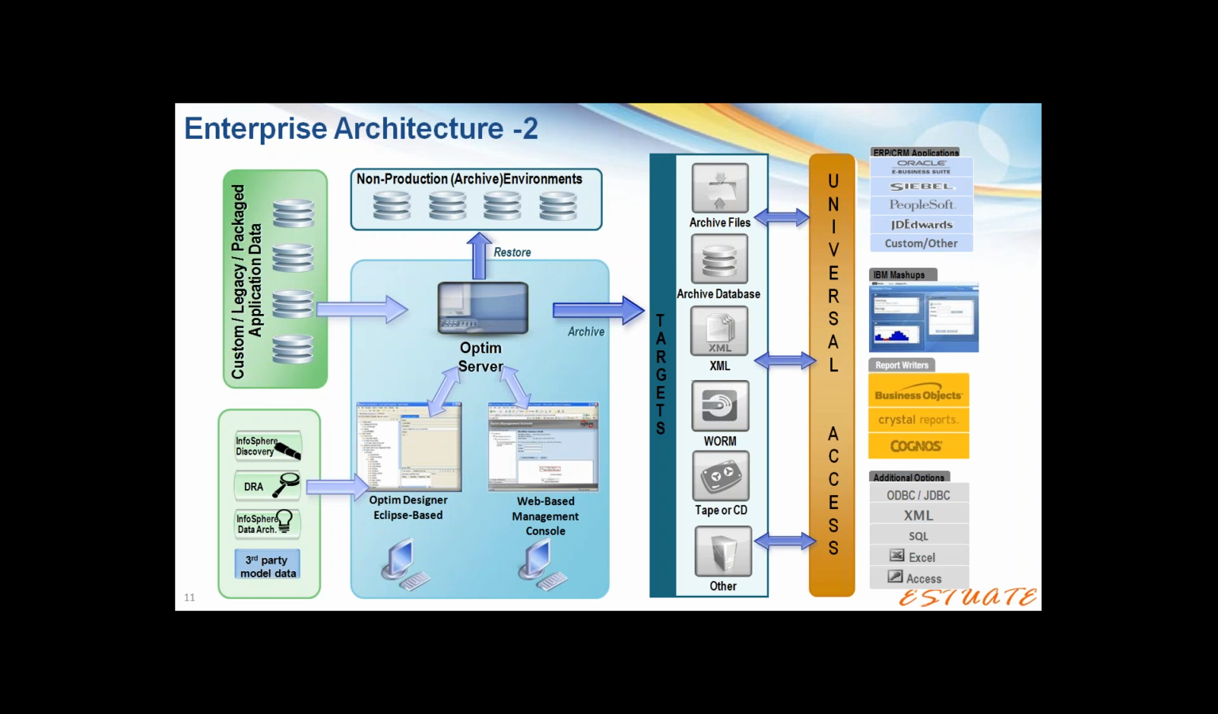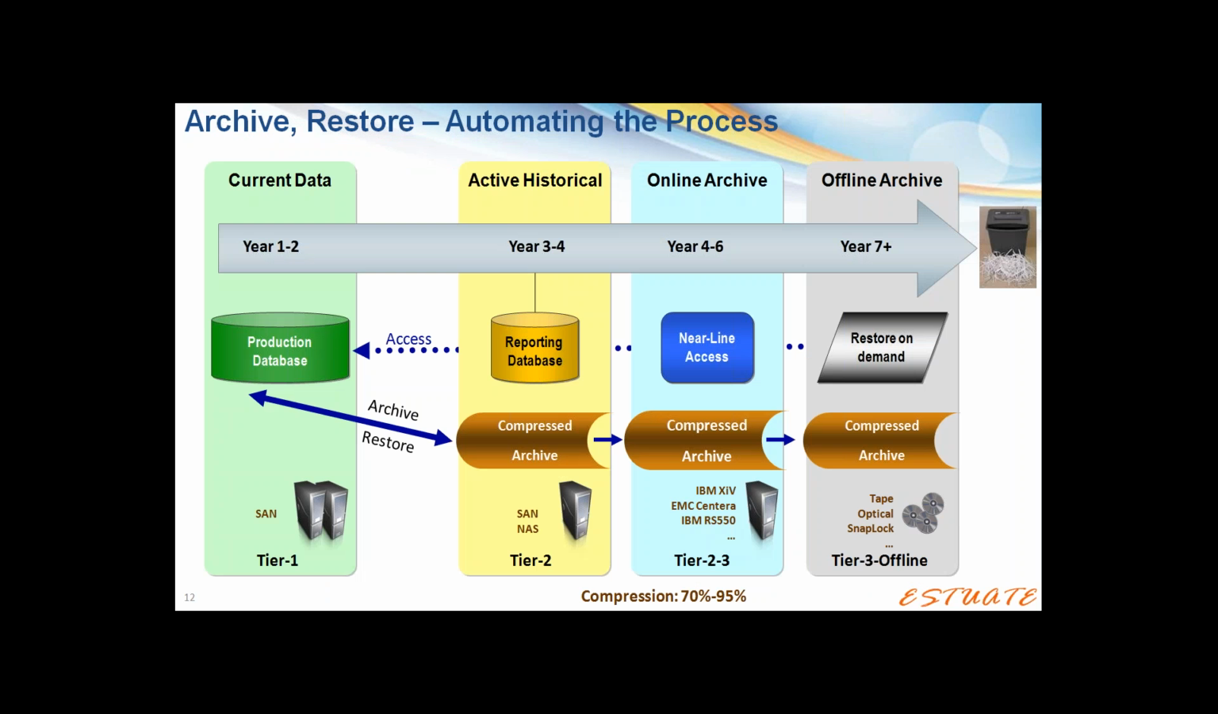Moving to the next slide. This slide mainly talks about automating the archive process and moving the archive data from the production tiered storage to multiple tiered storages. As a best practice, we could keep the current year plus previous year data in the production database system, and the rest of the data would be an ideal candidate for data archival.